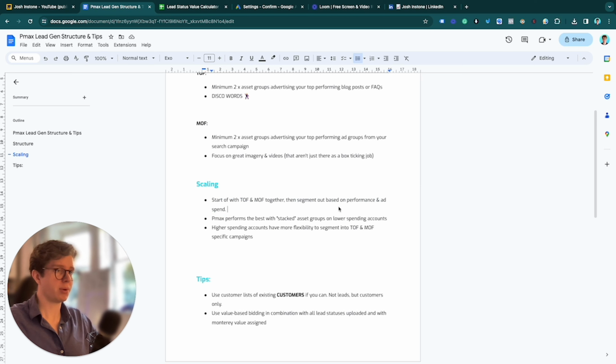This is just a tidier way of working, and Performance Max really works well when we have stacked asset groups. It has more data housed in a single campaign that can play off each other and really help generate a good direction for the algorithm.